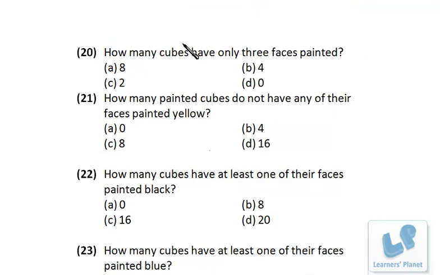Now this one, how many cubes have only 3 faces painted? We have just calculated: from the top layer 4 and from the bottom layer 4. So in all it is 8. Okay. Now how many painted cubes do not have any of their faces painted yellow?